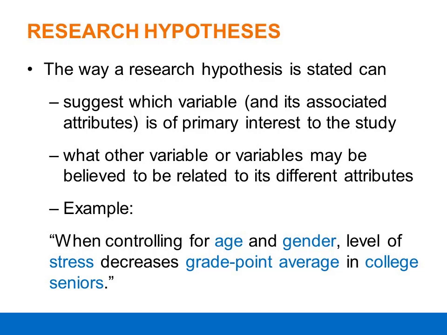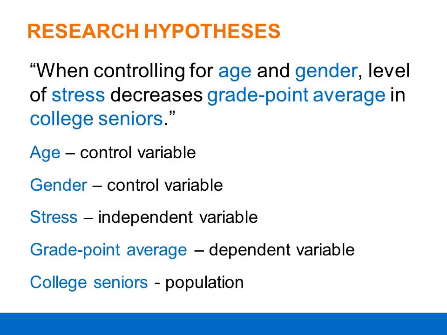This hypothesis tells us that the researcher predicts that the level of stress will have a negative effect on grade point average, specifically in college seniors, and the researcher will control or account for the effects that age and gender have on grade point average. In this example, age is a control variable, gender is a control variable, stress is the independent variable, grade point average is the dependent variable, and college seniors is the population.